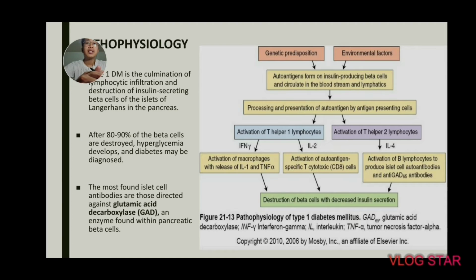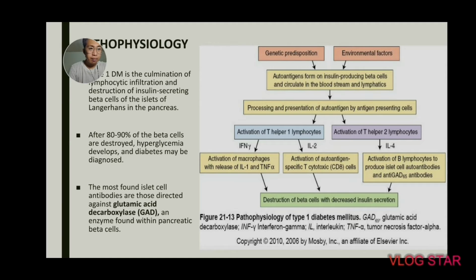For the pathophysiology, type 1 diabetes is the accumulation of lymphocytic infiltration and destruction of insulin-secreting beta cells of the islet of Langerhans in the pancreas. After 80 to 90% of the beta cells are destroyed, hyperglycemia develops. Since the beta cells are destroyed, there's no insulin production or secretion, which prevents the entrance of glucose into the cells, and it stays in the blood, causing hyperglycemia. And then diabetes may be diagnosed. The most commonly found islet cell antibodies are those directed against GAD, or glutamic acid decarboxylase. This is an enzyme found within the pancreatic beta cells.